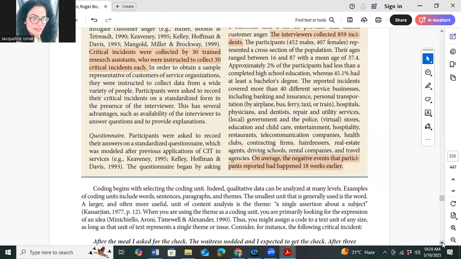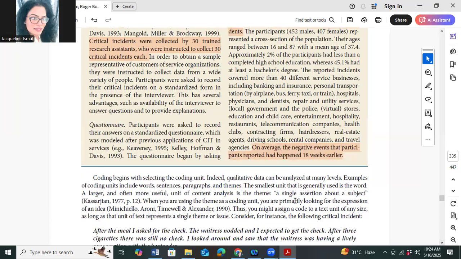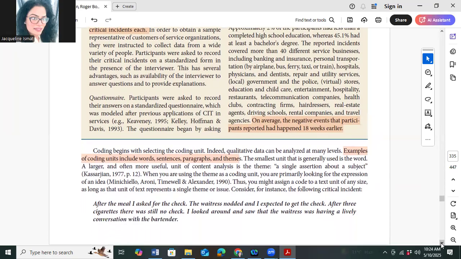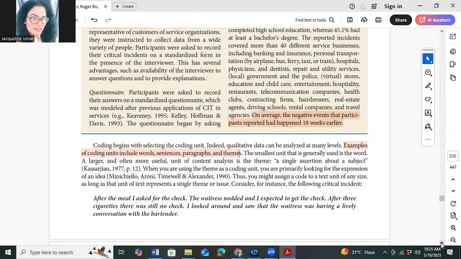Coding begins with connecting the coding world. Political product and we analyze it. Examples of coding words include words, sentences, paragraphs, and names. So we do some work regarding coding analysis. इसमें क्या जाते हैं कुछ words हमें देखने को sentences देखने कुछ paragraphs देखने को कुछ text देखने को इसलिए बस search करेंगे. Right. The smallest unit is generally used in the world. A larger and more useful content analysis is the thing.